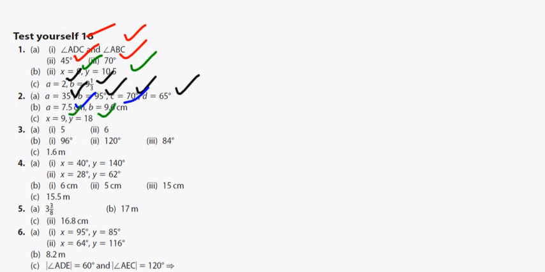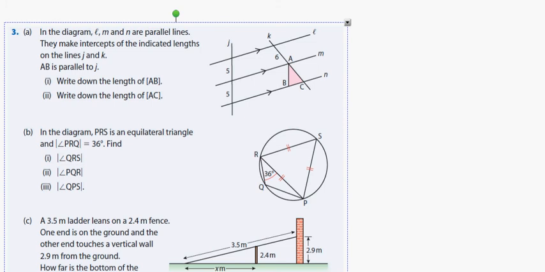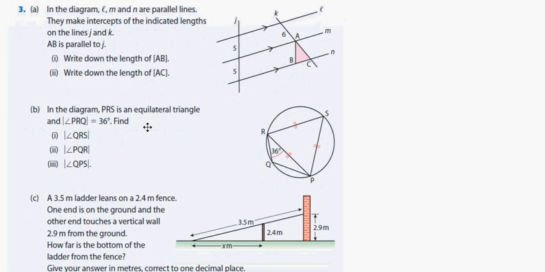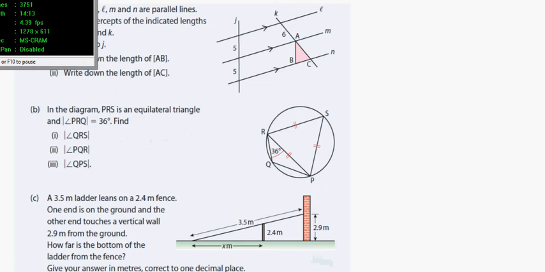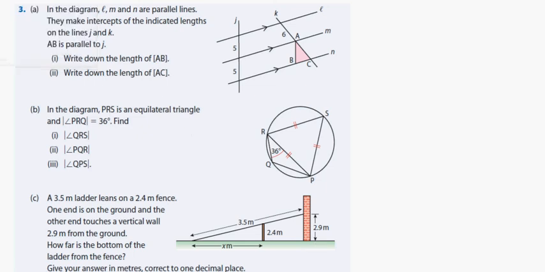Okay, now we're on the next question. Question 3. In the diagram, L, M, and N are parallel lines. Okay, so they're parallel lines. They make intercepts of indicated lengths on the lines J and K. AB is parallel to J. Okay, so these two here are parallel. Write down the length of AB and write down the length of AC.